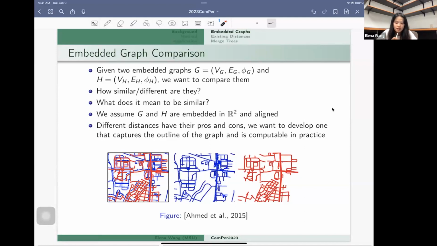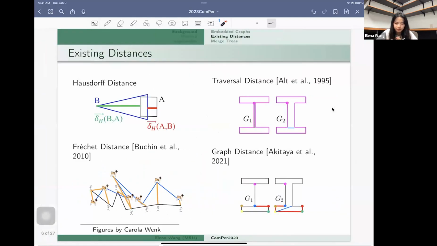So the existing distances all have their own pros and cons. We want to develop one that captures the outline of the graph and is computable in practice. These are some examples of existing distances. The figures are courtesy of Carl and Wang. So first, there's the Hausdorff distance, where we measure how much we have to thicken one graph to contain the other. And then below that is the Fréchet distance, also known as the dog walking distance. We measure how long the leash has to be for someone to walk their dog.